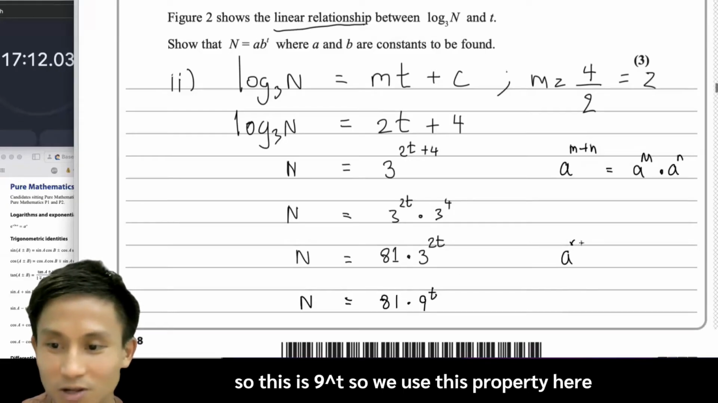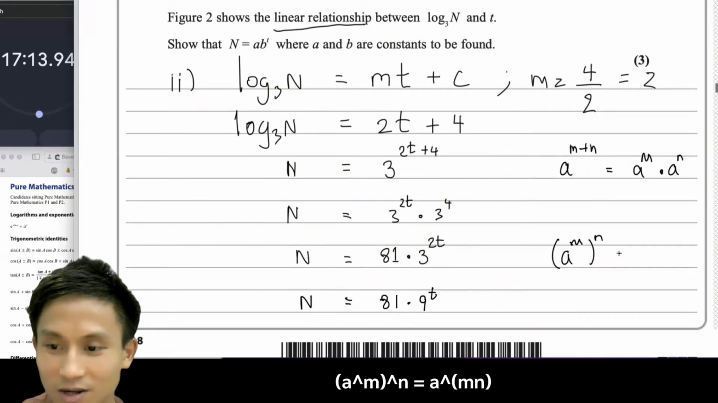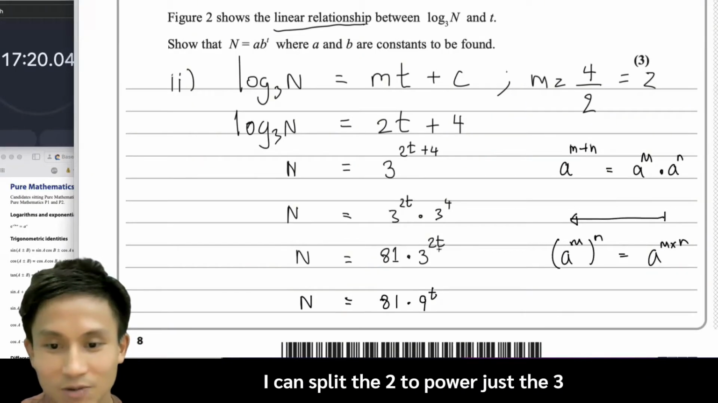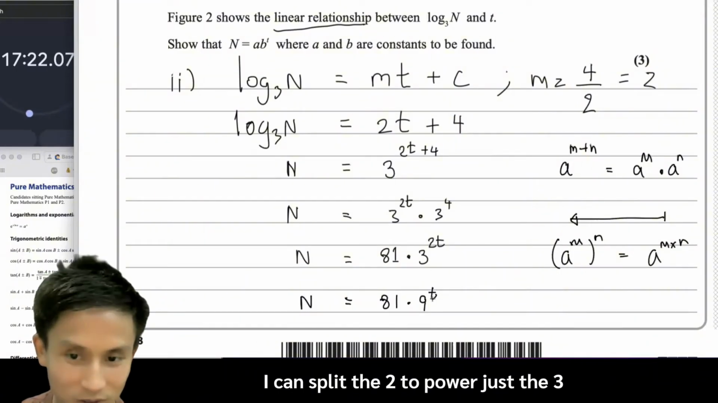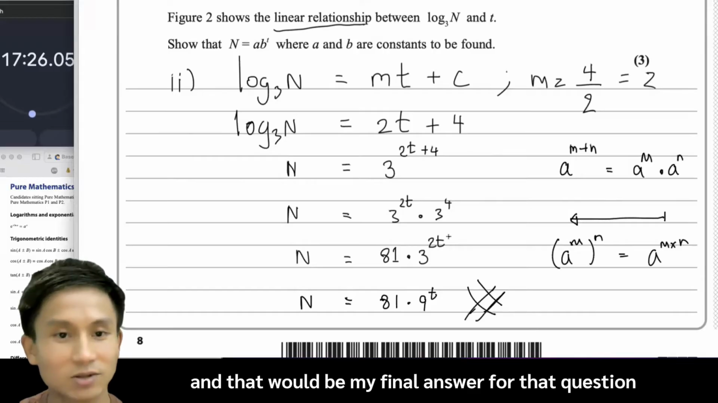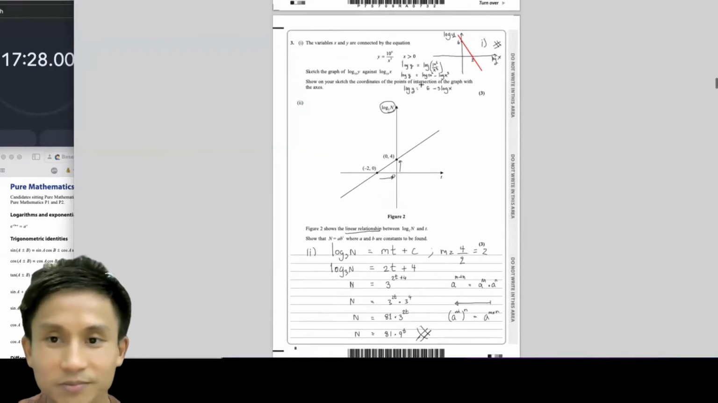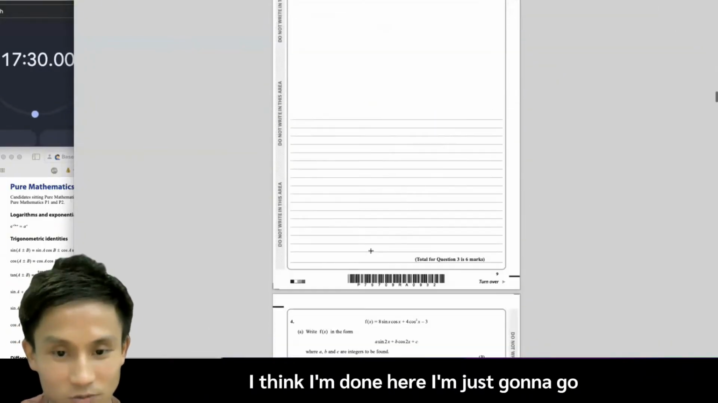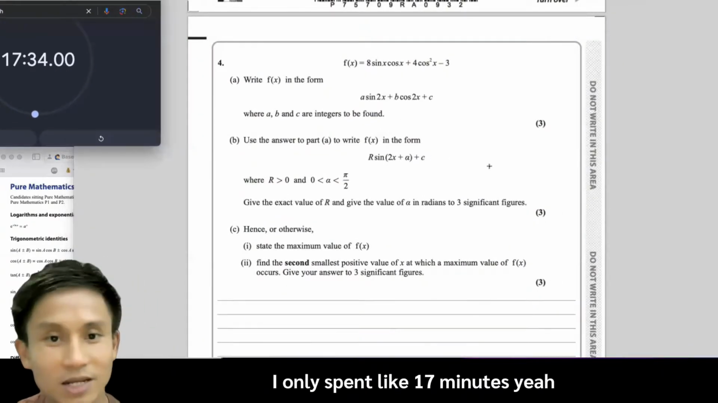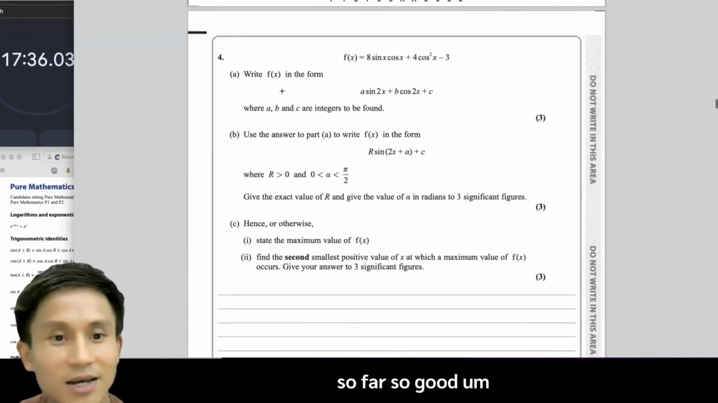So we use this property here, a to the m brackets to the n, we get a to the m times n. Because I'm doing from right to left here, I can split the 2 to power just the 3, I get 9, and that would be my final answer for that question. I think I'm done here. I'm just going to go. We're almost halfway, guys. I only spent like 17 minutes. Yeah, so far so good.